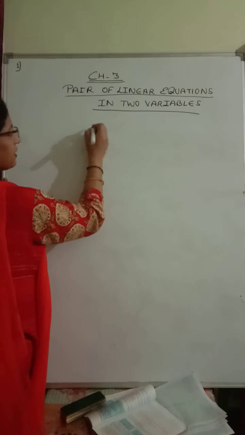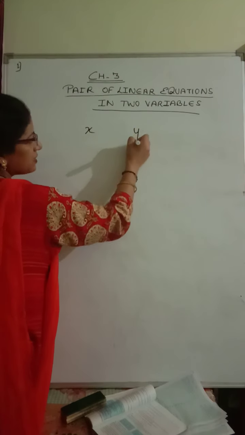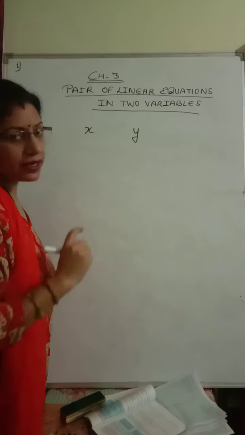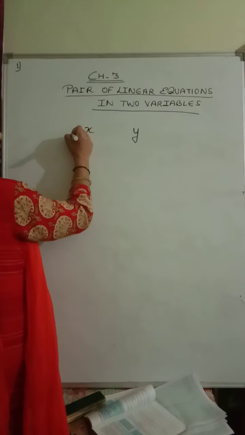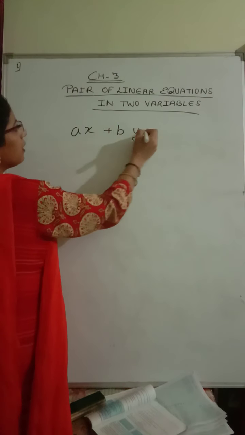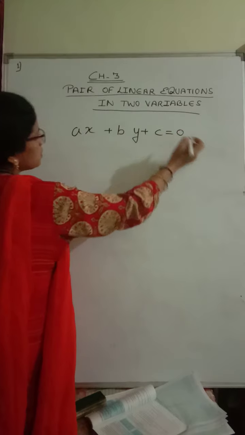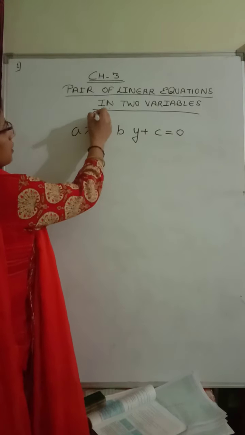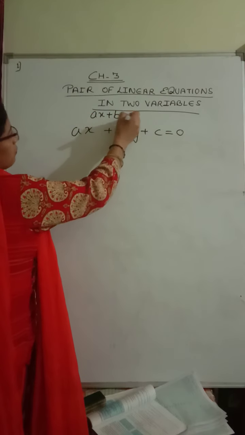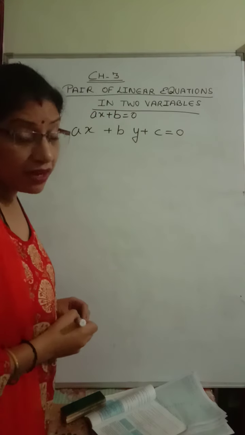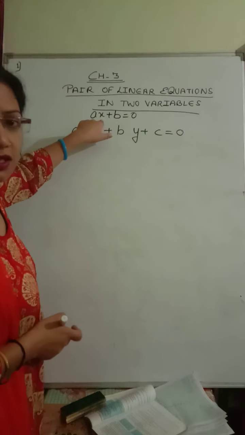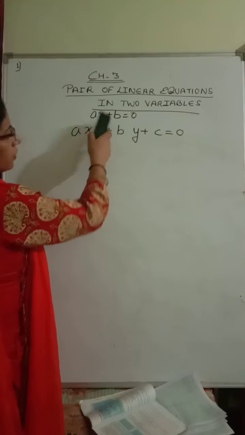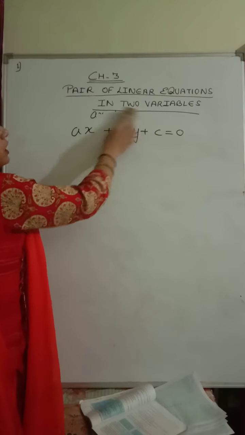Two variables means let us assume the first variable is x and the second variable is y. It should be linear, that means the power should be 1. So let us form an equation with these two. So what will we say? ax plus by plus c equals 0. Previously our linear equation was ax plus b equals 0. Remember this? And we have drawn the graph of this. It was a straight line, because it was of one variable. Now we want it in two variables.